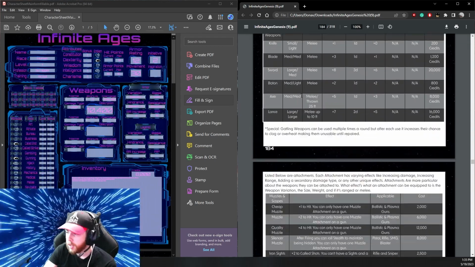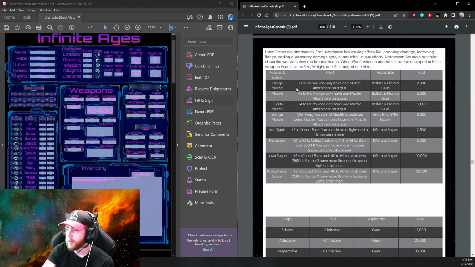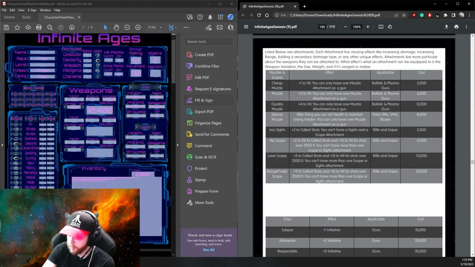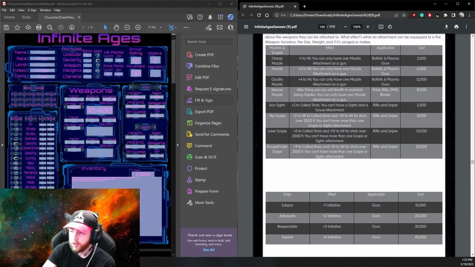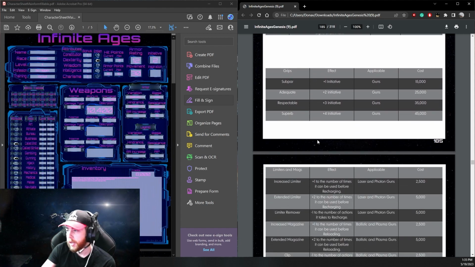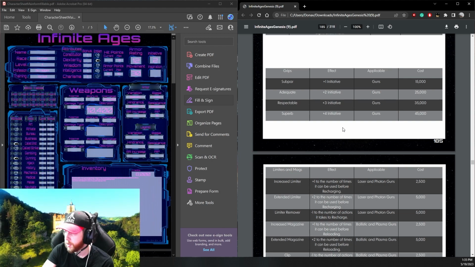Then there's going to be additional things you can put on those things. You can put attachments, like muzzles, to increase attachment on a gun, so we can give our gun a little bit higher hit. We can put scopes on it to give called shots a better chance of hitting, and so on and so forth. There are several different things you can do here, where we have subpar through superb grips. So there's a bunch of grips that you can choose from.